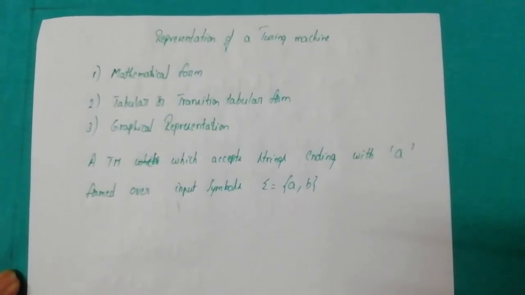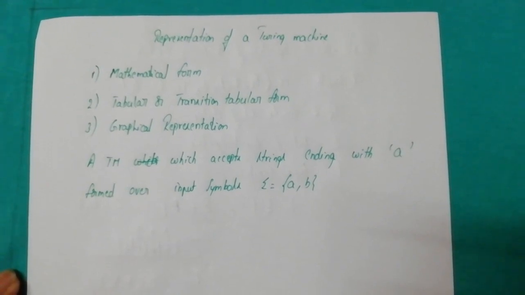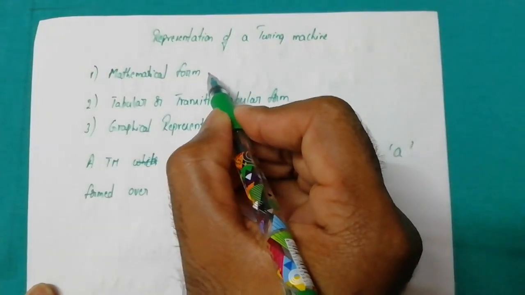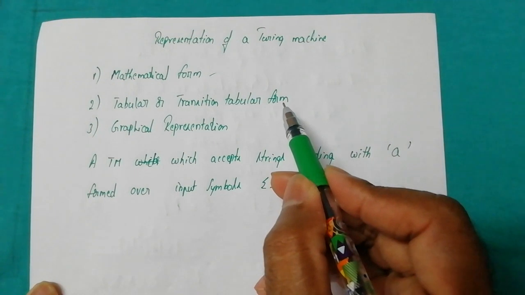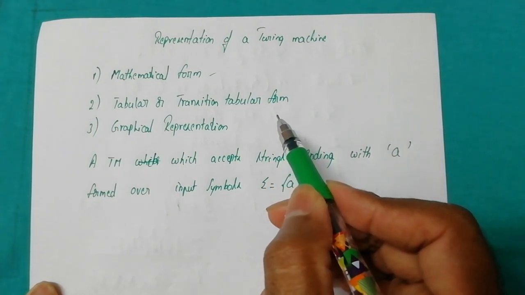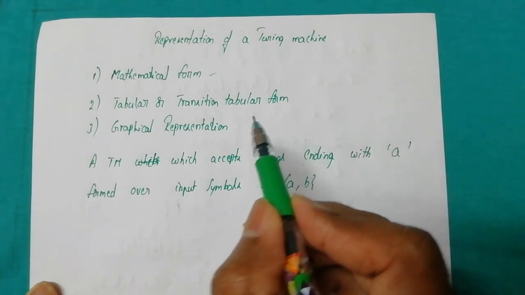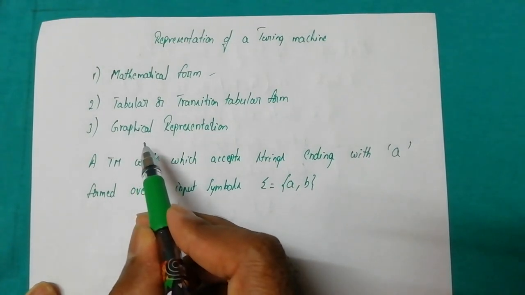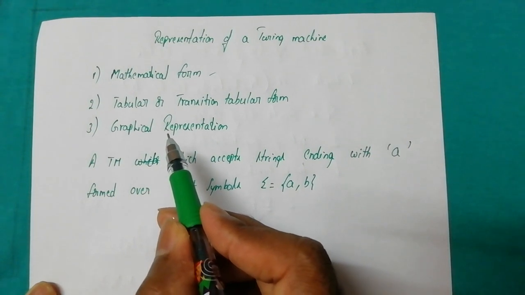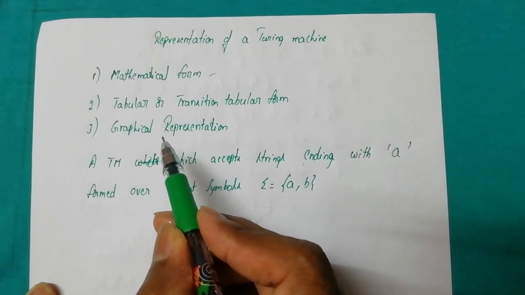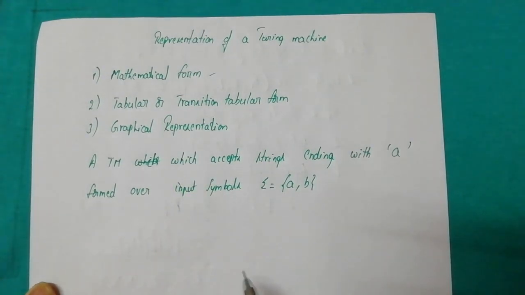Now let us see about a representation of a Turing machine. A Turing machine can be represented in three different forms. One is mathematical form, that is we define the transitions, and next one is transition tabular form or tabular form. We represent transitions in the form of a table, and finally a graphical representation, meaning it means that we represent all the transitions in the form of states, arcs, labels, etc. Let us see three different forms by a small example.